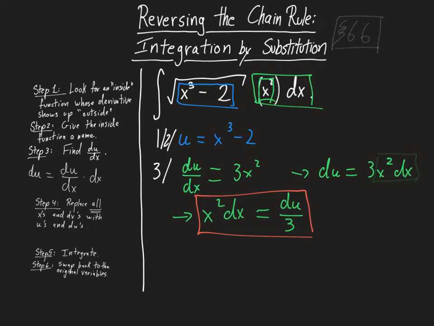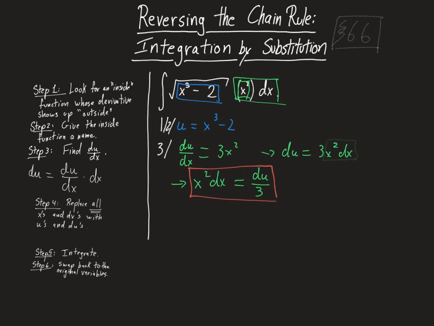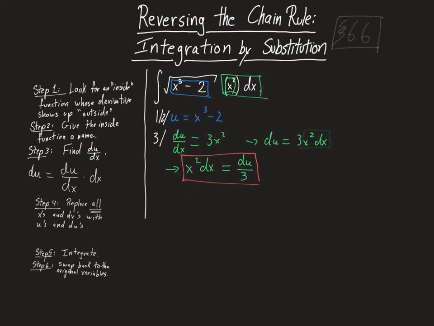Okay, let's see what this looks like in action. I'll make this a little bit smaller as I attack step 4. Extend this line a little bit. Step 4. Remember, we need to now swap out all of the x's and all of the dx's with u's and du's. What do we get? We still have the integral sign, and we still have the square root. But now under the square root is just u. And then we have a du over 3 here.